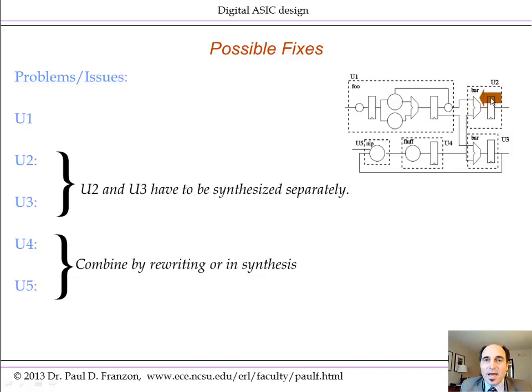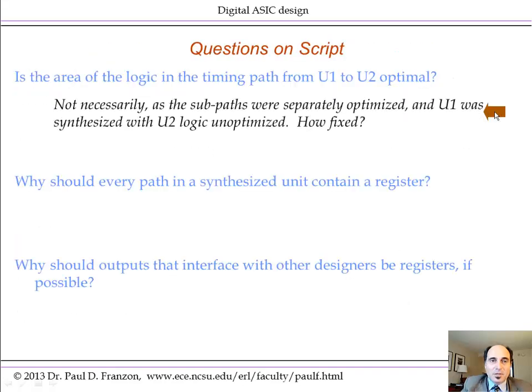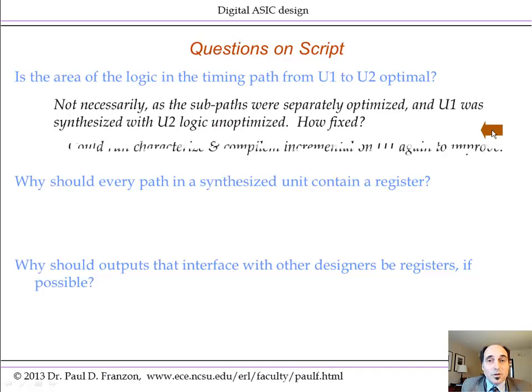So what I'm saying here is not necessarily optimized, because when U1 was synthesized, the U2 logic was unoptimized. We could fix that by just running it again. Run characterize on U1 and a compile incremental on U1. Remember, all compiles for the modules after the initial compile have to be incremental.